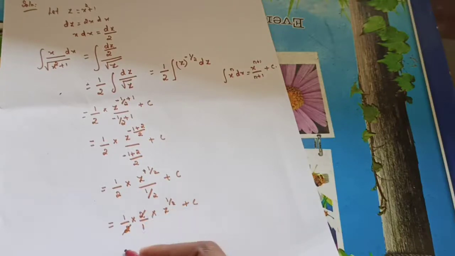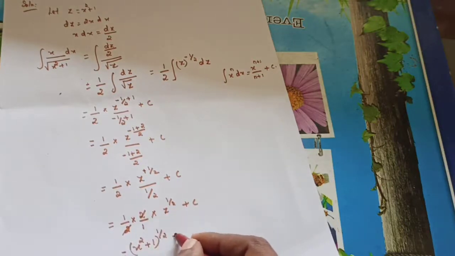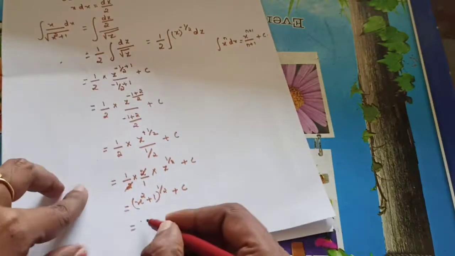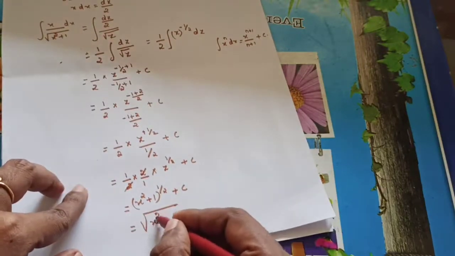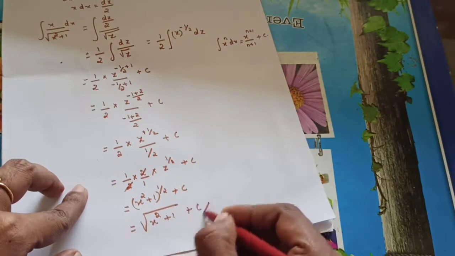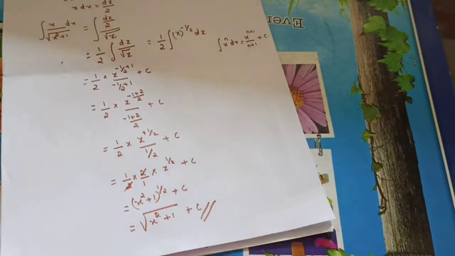So this and this will get cancelled. What's the value for z? You can apply the z value here: x square plus 1, the whole power 1 by 2, plus c. Power 1 by 2 you can also write as square root, so square root of x square plus 1 plus c. This is the required answer. Have you got it? Very easy. Okay, go through. Next problem.